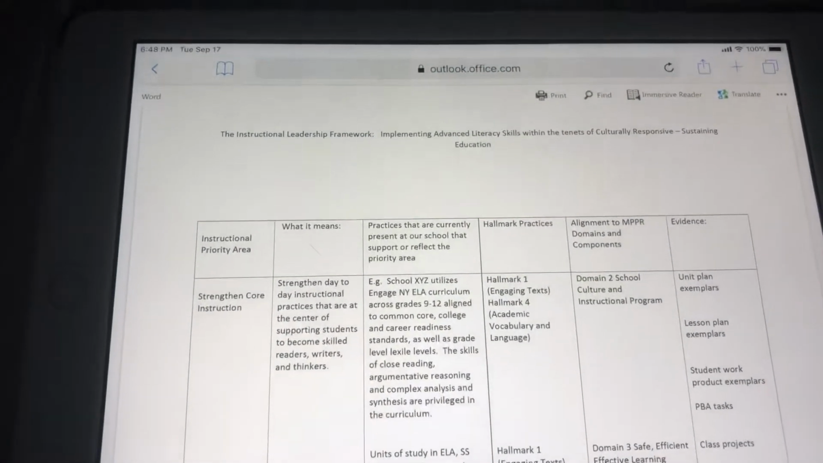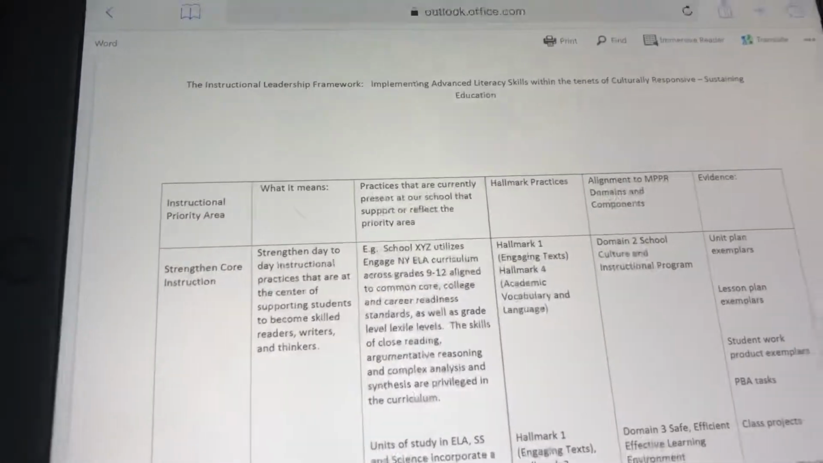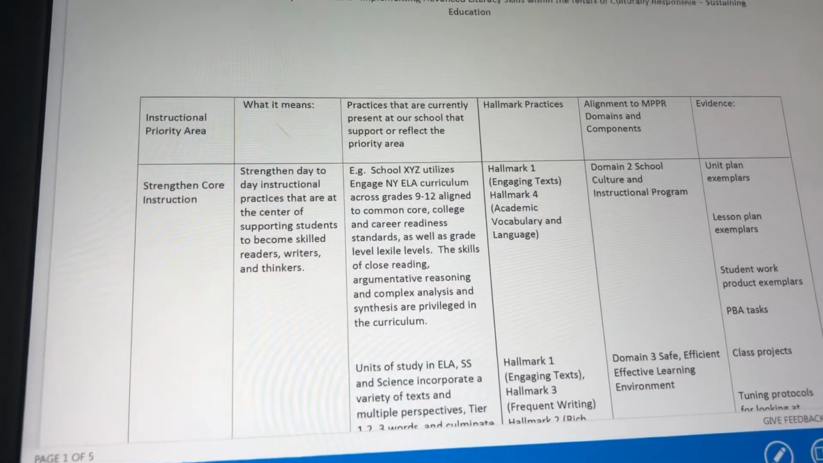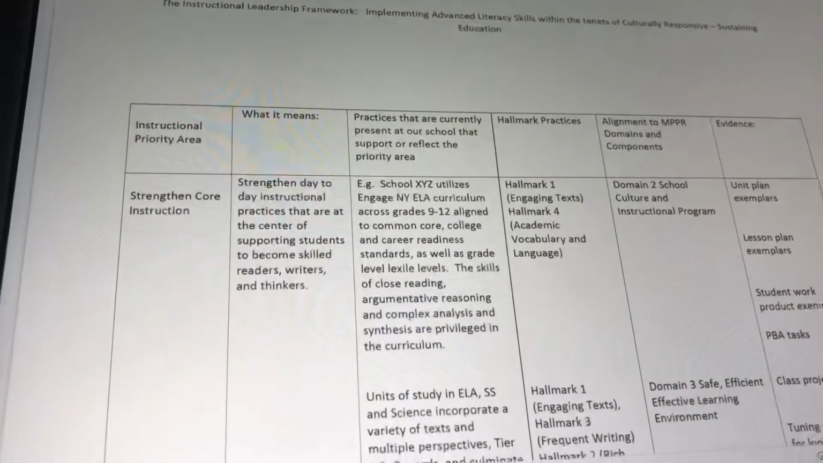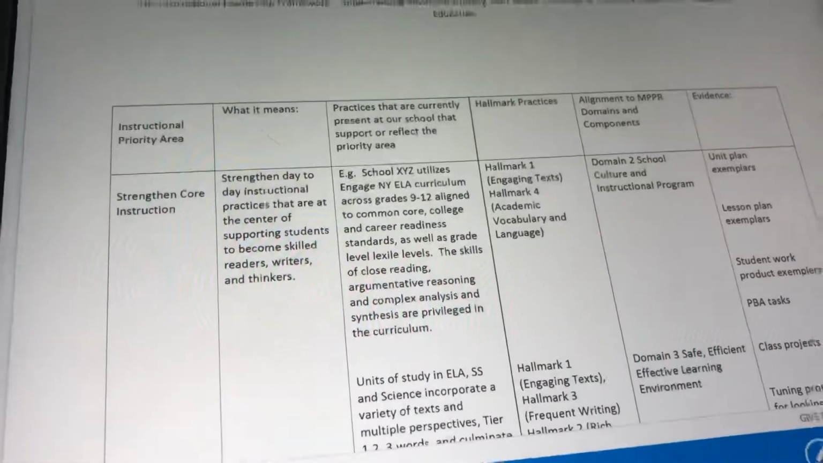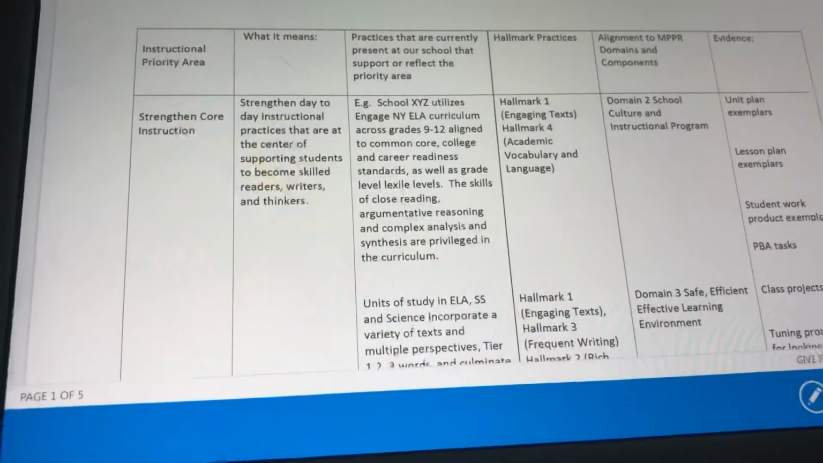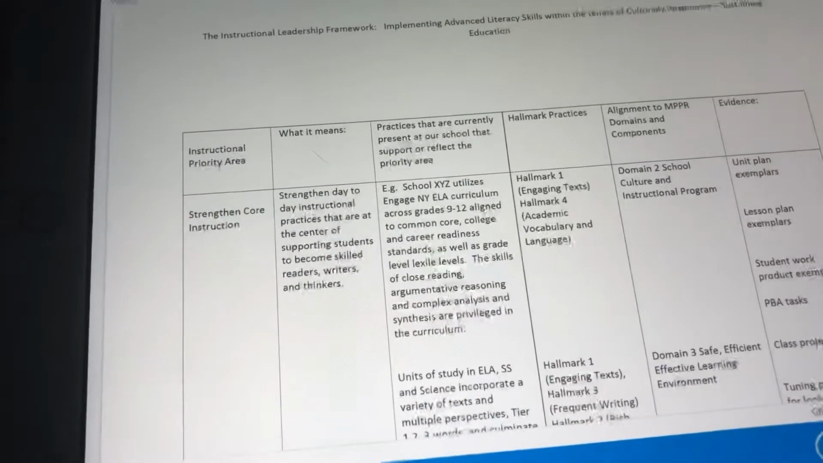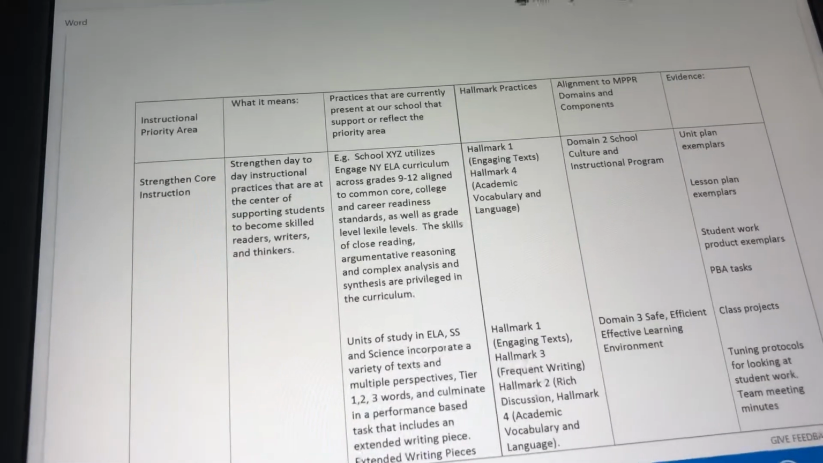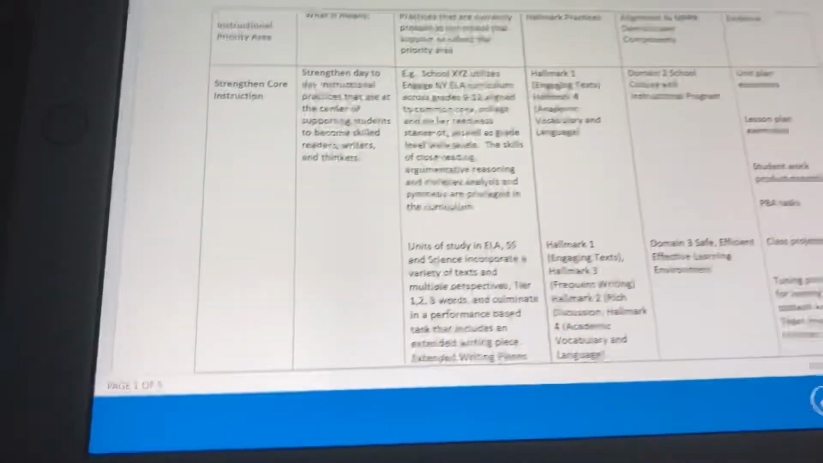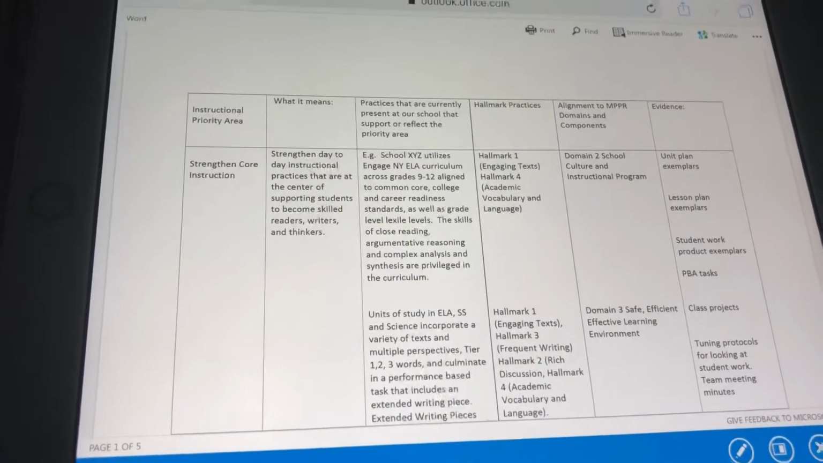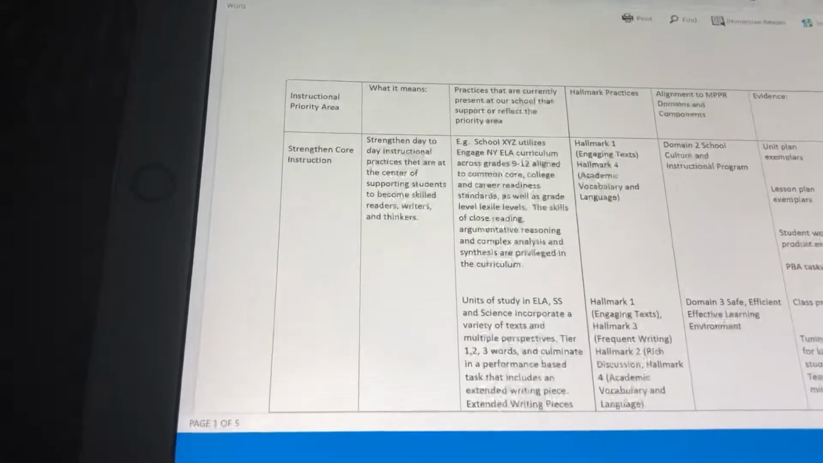The Instructional Leadership Framework, and what it may mean for you as a school leader. This is actually part 2 of the Instructional Leadership Framework, and in part 1 I went over the 3 instructional priorities. Those instructional priority areas were, of course, to strengthen core instruction, to use shared and inclusive curriculum, and to know every student well.